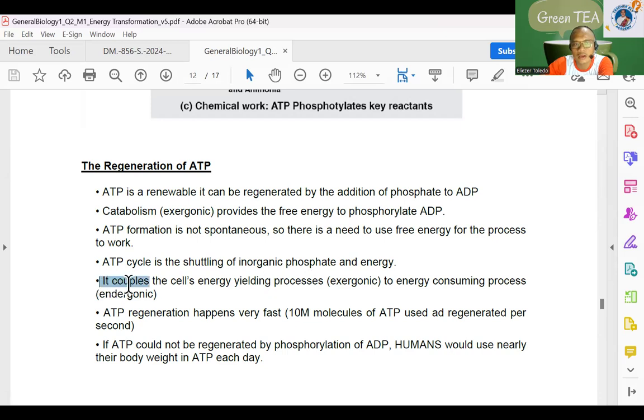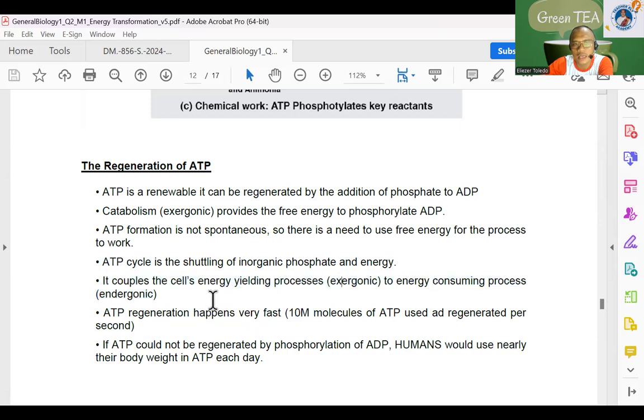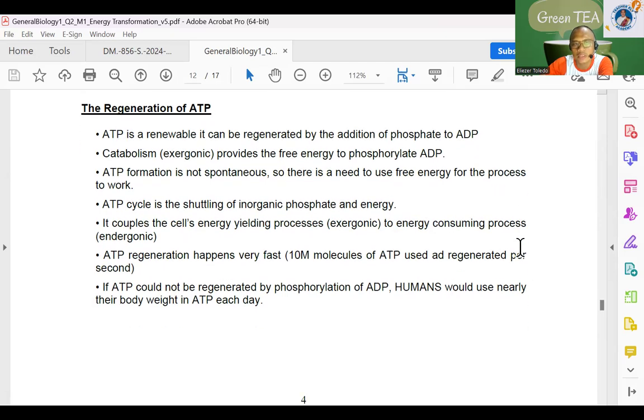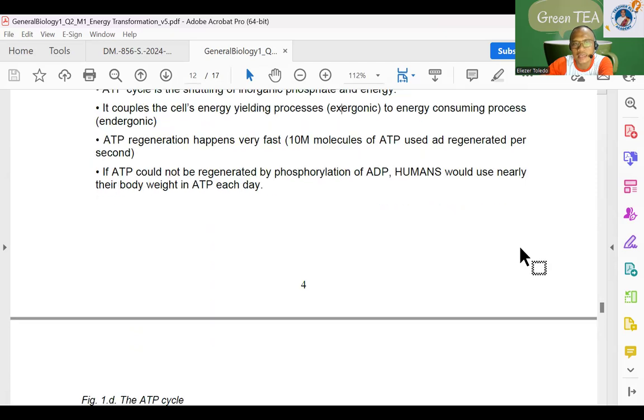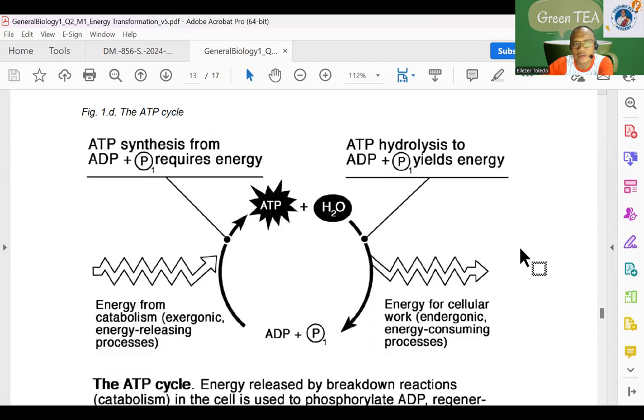Another one, it couples the cell's energy-releasing process, exergonic, to the energy-consuming process, endergonic. This is the coupling idea now. Exergonic and endergonic, that's what we will focus on. Let's see what happens with exergonic and endergonic. Here is another picture.